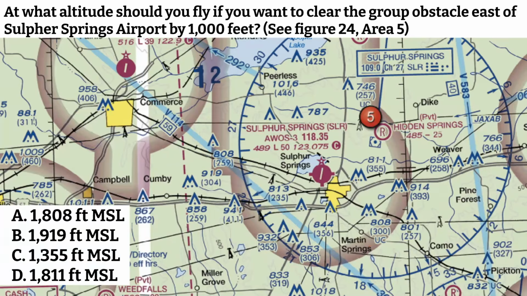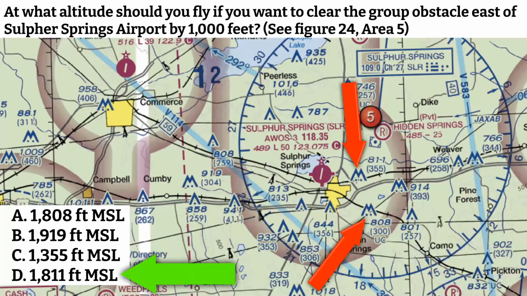Don't answer these questions too quickly, guys. They will bite you. Then some of you saw this ground obstacle down here southeast of the airport, but I guess you missed this one directly east of the airport that has a top of 811 feet MSL. And all we have to do is add 1,000 feet to that to get an answer of 1,811 feet MSL. Take your time on these questions, guys. A lot of them aren't that hard. You just have to think for a second before you just jump in and answer.